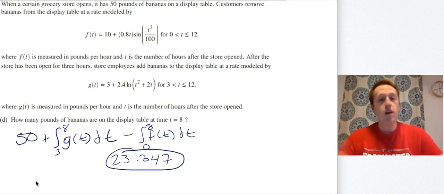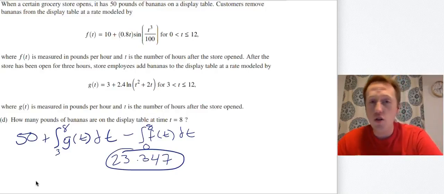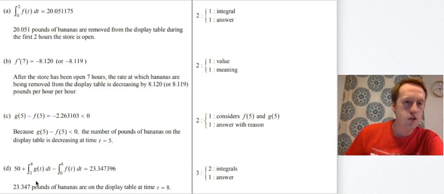So something I want to point out, this was a calculator question. So yes, there was a lot of stuff that we just did in the calculator. But you notice that I also wrote down the things that I was doing. Whatever happened in the calculator, I also wrote down what was going on. So that way they didn't think I just pulled a number out of thin air. Writing these integrals and including the initial values show the AP grader that you know what you're talking about. So let's just take a quick glance at the scoring guideline.